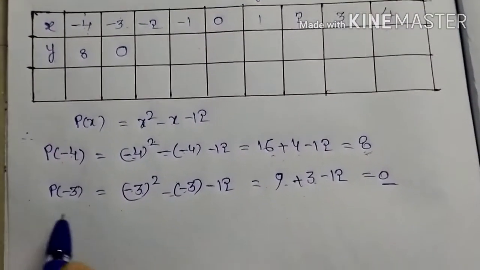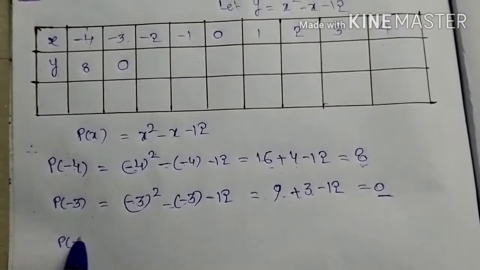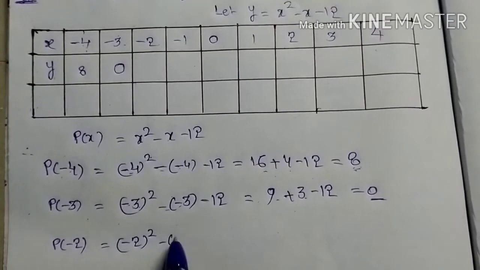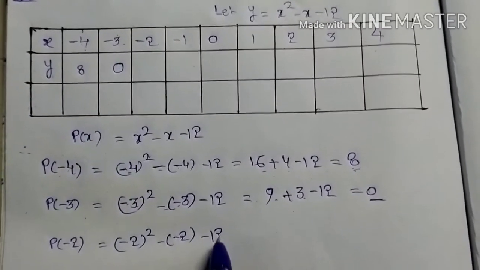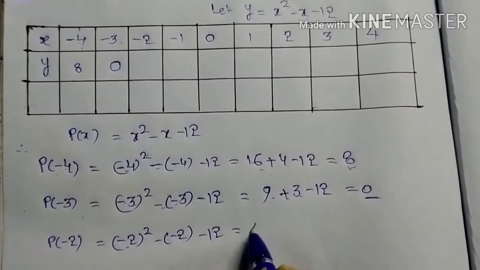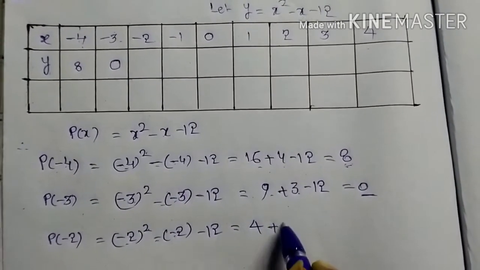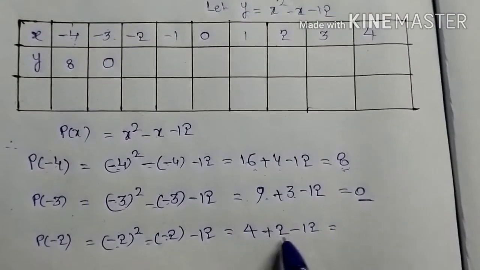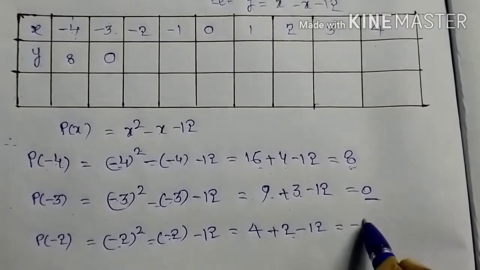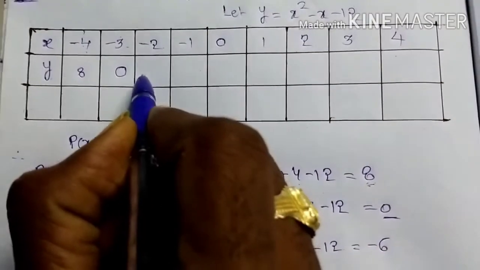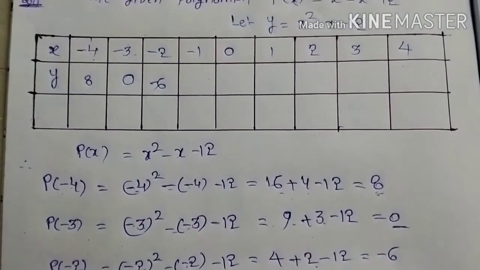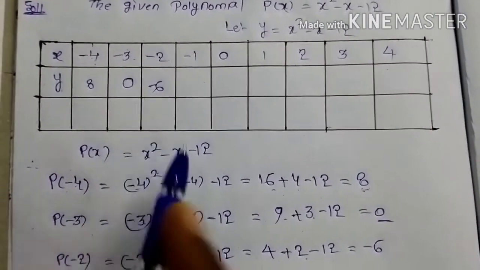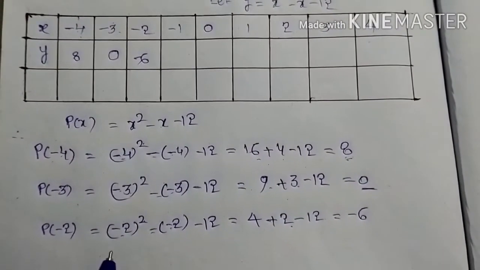In the similar way, next you can find p of minus 2. Minus 2 whole square minus of minus 2 minus 12. Minus 2 whole square is 4. Minus of minus plus 2 minus 12. That means 4 plus 2 is 6. 6 minus 12 is minus 6. You can write minus 6. If the value of x is minus 2, the value of y will be minus 6 only.